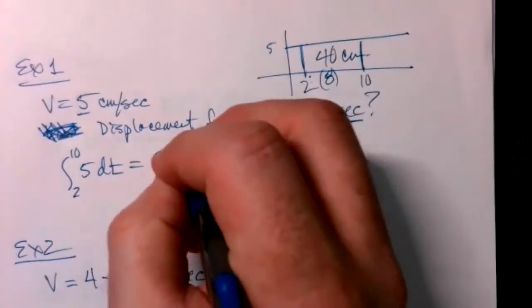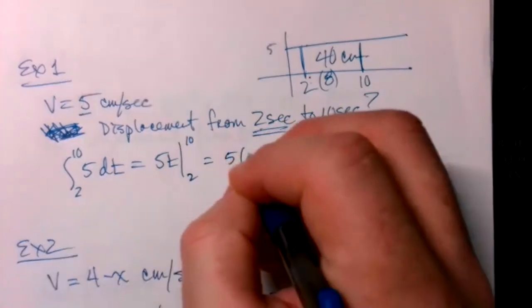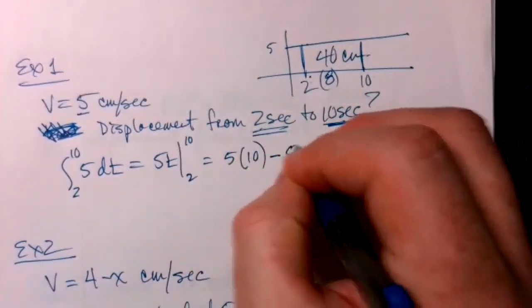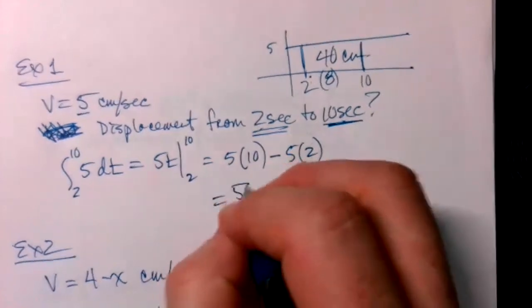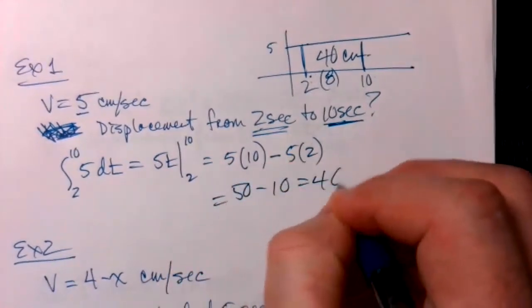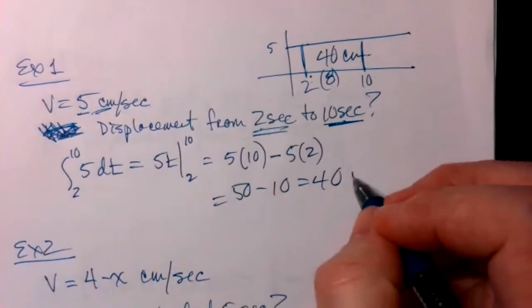We're going to evaluate that from 2 to 10. So this becomes 5 times 10 minus 5 times 2. So this is 50 minus 10 is 40, and the units there would be centimeters.